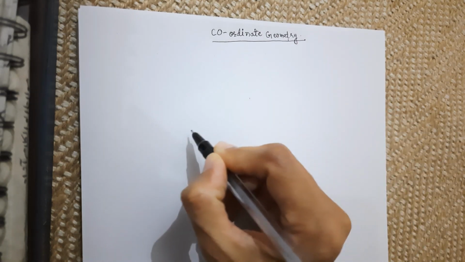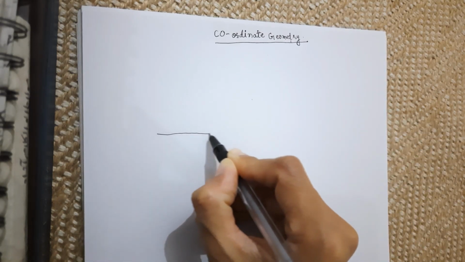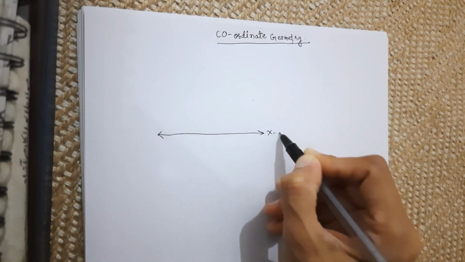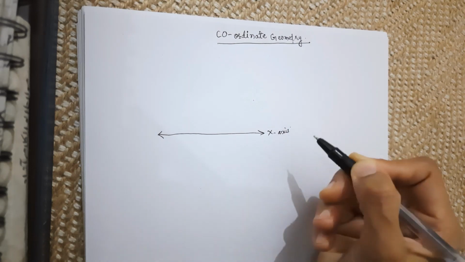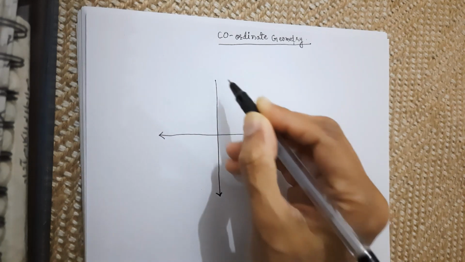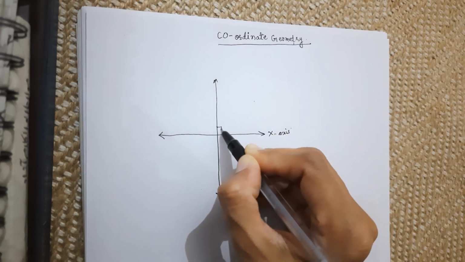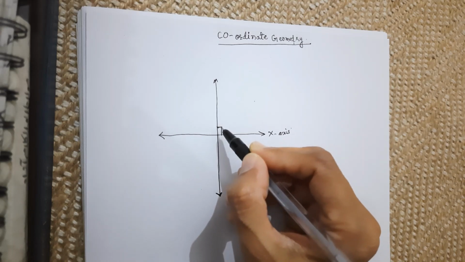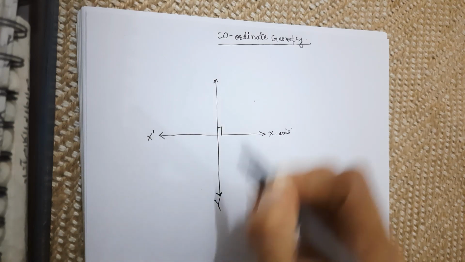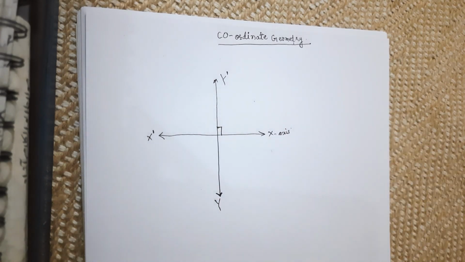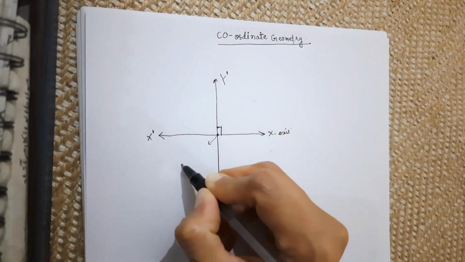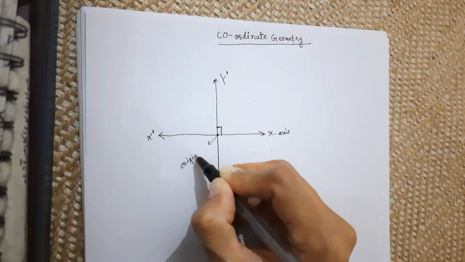So you know that if we have a horizontal line like this, then we call this the x-axis, right? And a vertical line crossing that x-axis, which is always at a 90 degree angle with the x-axis, is called the y-axis. So its name is x dash, y dash. Okay, and this point of intersection of the x and y axis is called the origin.